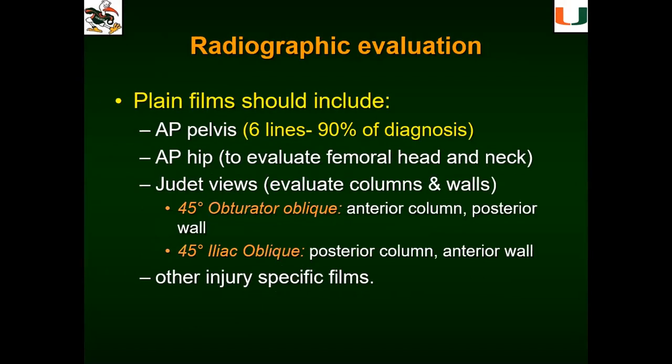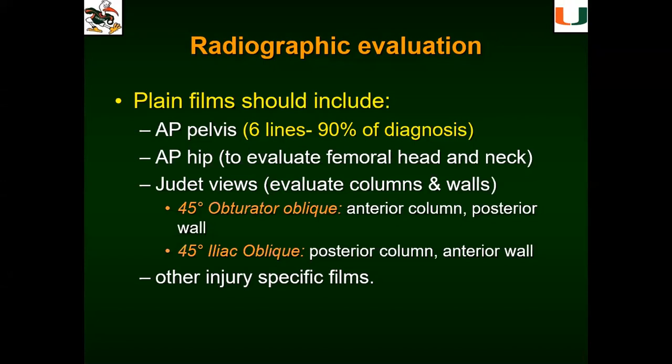So when you do the basic x-ray evaluation, those plain films should include an AP view of the pelvis. And if you look for the six basic lines on an AP view of the pelvis, you'll obtain your diagnosis about 90% of the time. We do an AP view of the affected hip, mainly to look at that femoral head neck region. And then obviously we obtain the Judet views to evaluate the columns and walls.